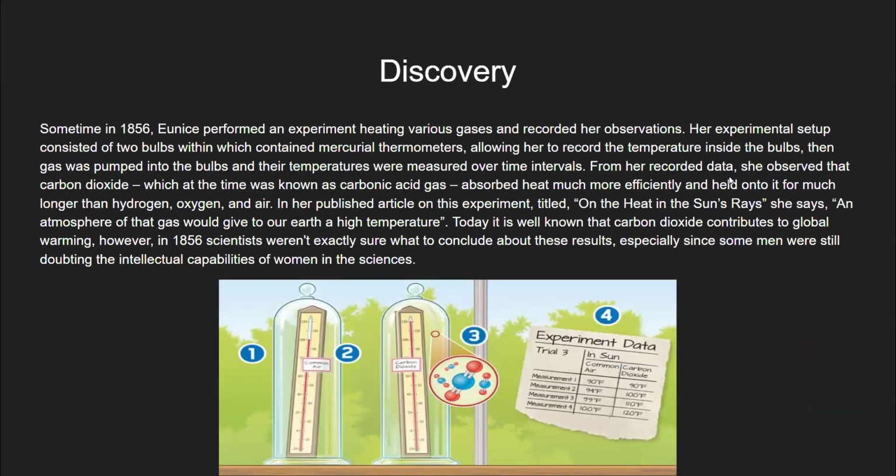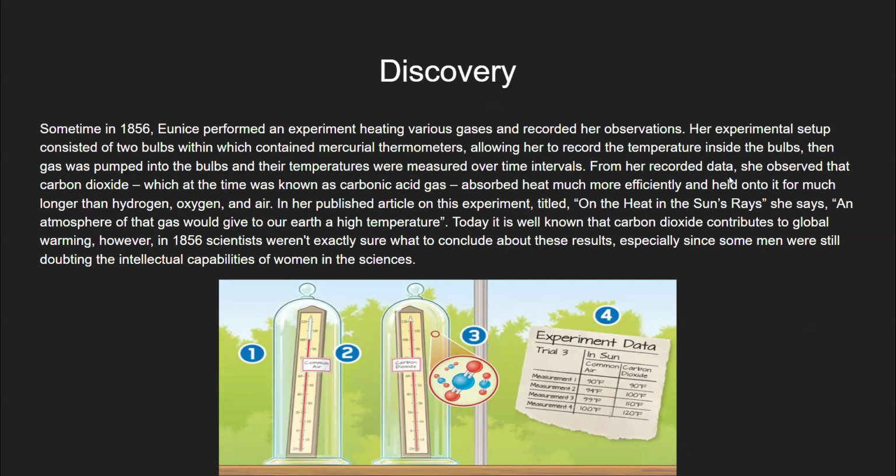Sometime in 1856, Eunice performed an experiment heating various gases and recorded her observations. Her experimental setup consisted of two bulbs which contained mercurial thermometers, allowing her to record the temperature inside the bulbs. Then gas was pumped into the bulbs and their temperature was measured over time intervals.